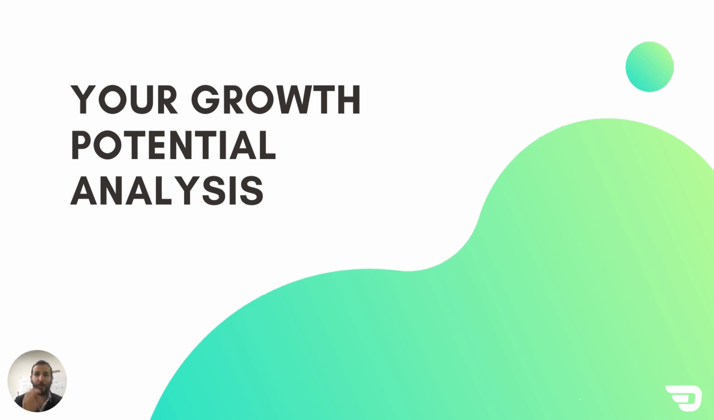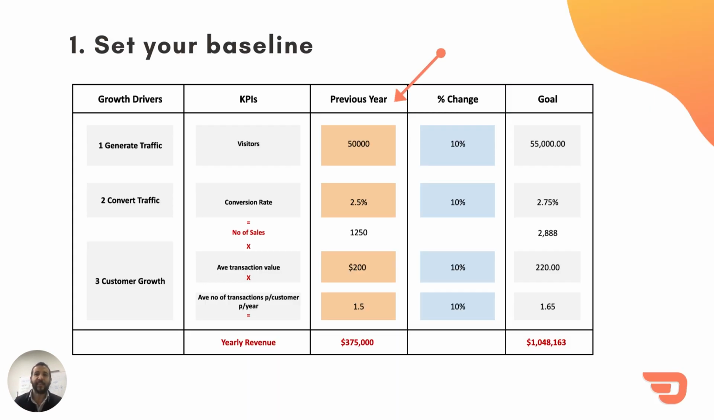Now, how do you conduct your own growth potential analysis using the Growth Calculator? Well, let's explore how to do it. So step one, open up your Growth Calculator, which you can download below. Once you've done that, your first task is to set your baseline. And to do that, you'll need to gather your past year's data. So number of website visitors, conversion rate, average transaction value, average number of transactions per year per customer. And you can get that from your e-commerce platform or from your Google Analytics portal. And then add it into the previous year column, as you can see on the screen, to create your baseline.